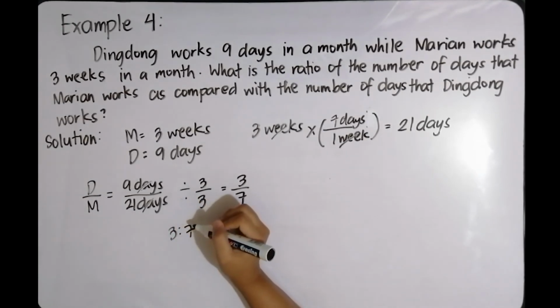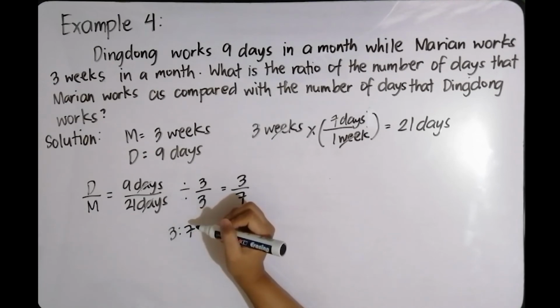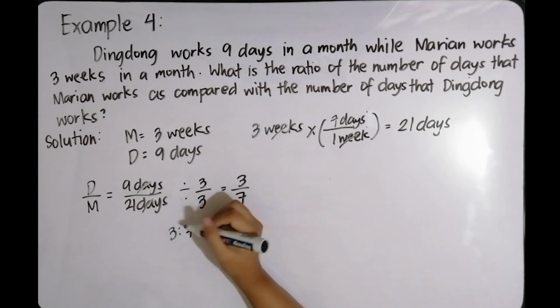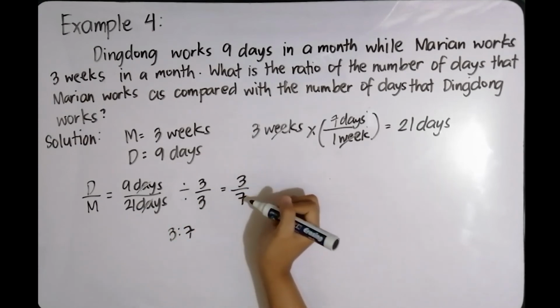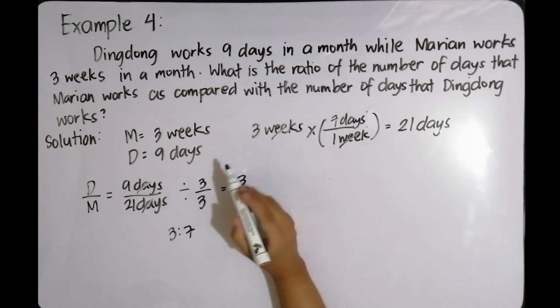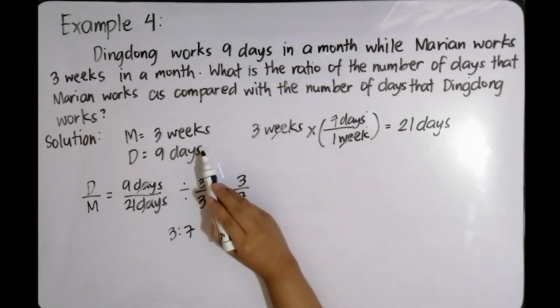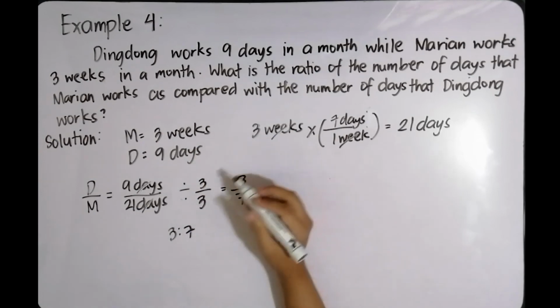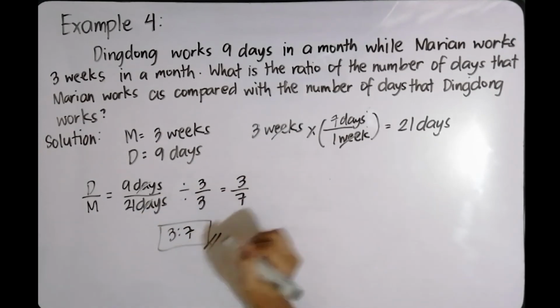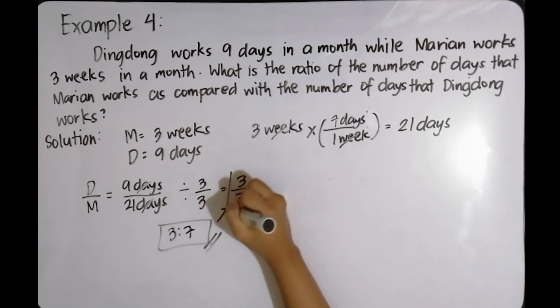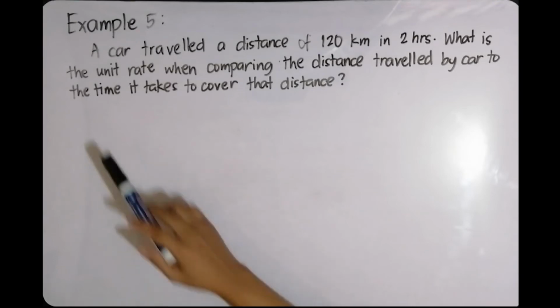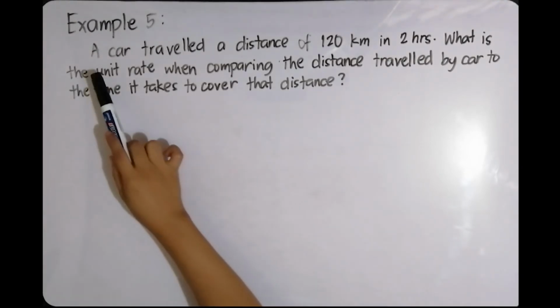This also means that the number of days Marian works is 3 over 7 times the number of days Ding Dong works. So Marian works more days than Ding Dong. So this is our ratio. It's also equivalent to 3 over 7. Last problem for ratio, we have example 5.